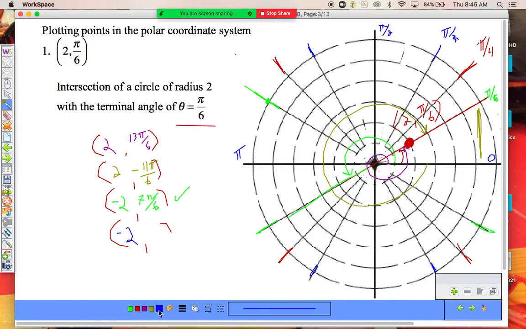Now, using that idea, what's that last ordered pair? -2 comma what? How else can I do the same idea but go backwards and end up there? Can I rotate down to here? And then go backwards, that blue one, which will be -5 pi over 6.